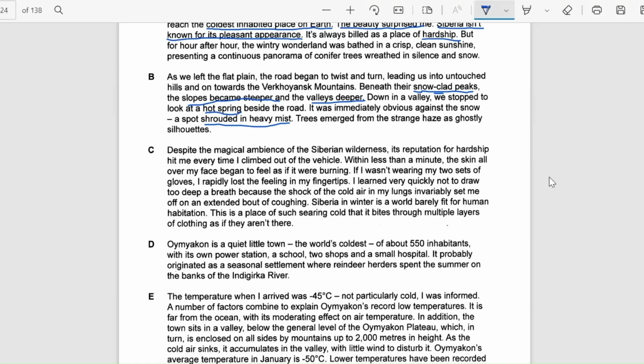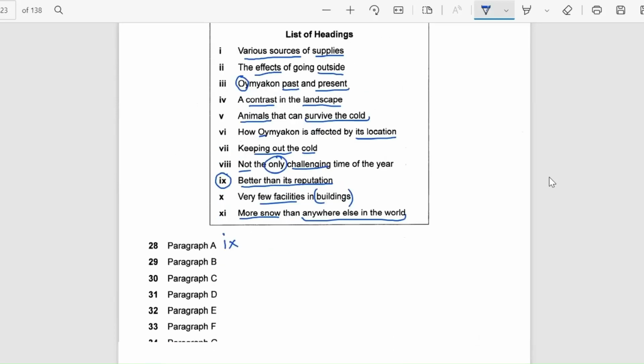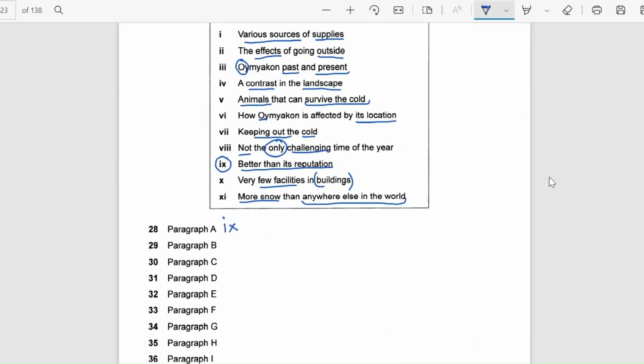what we read here, and when we go back to the options that we have, the effect of going outside is again not being talked about, no talk of supplies, no comparison, but yes, we see that there is a contrast in the landscape. Okay. So that option I would like to consider. Animals are not talked about. How the place is affected by its location, no talk of that. Keeping out the cold also, they are not talking about any prevention or anything, no challenges being talked about, or facilities or these kinds of things. So no. So I would stick to my choice that I worked along with.